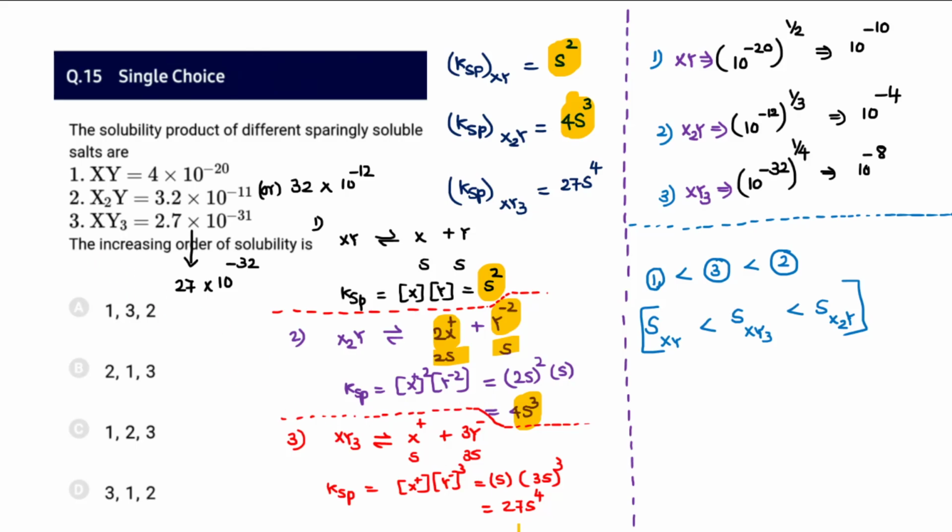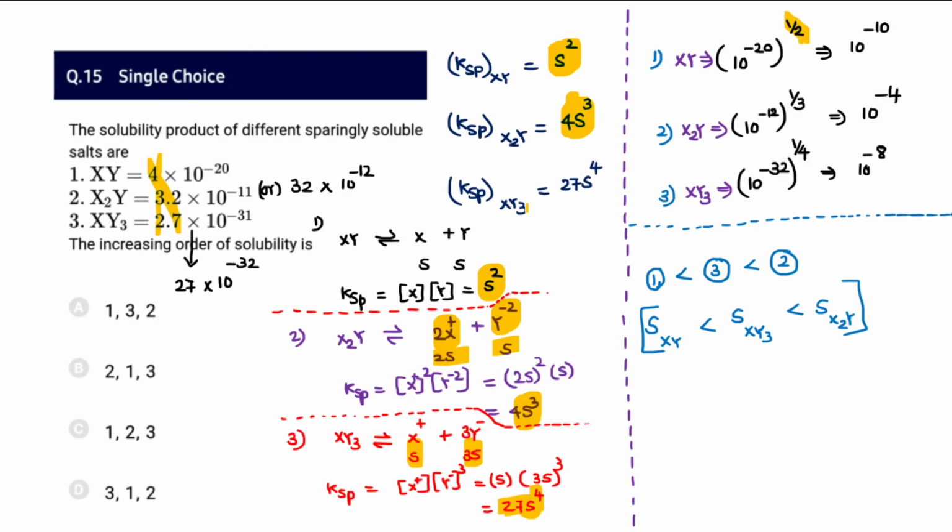In the same way, for XY3, we get 27 S power 4. By substitution, 1 mole of solubility is assumed to be S, and 3 moles of Y are there, so we must take it as 3S. And finally, for XY, I'm not taking these values actually. I'm just considering only the exponent for the solubility comparisons. So 10 power minus 20 equals S square. So S equals root over 10 power minus 20, so 10 power minus 20 to the power 1 by 2. So 1 by 2 is going to be 10 power minus 10.